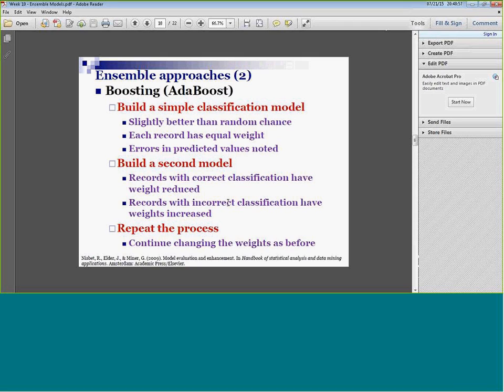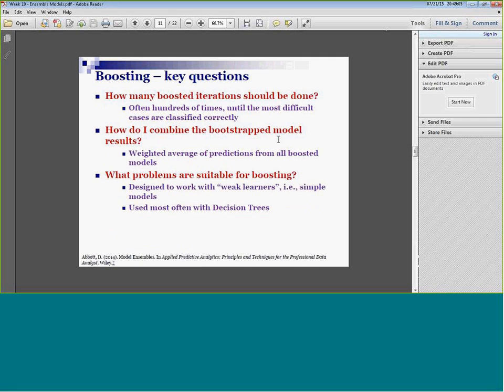And you continue doing that. Really a pretty slick idea. It's kind of neat, I think. I'm anxious to see how it works. So how many boosted iterations are done, again from Dean Abbott's book? It says often hundreds of times. Wow. Until the most difficult cases are classified correctly. So if it keeps missing the same cases, you keep tweaking the weights until it finds a way to fit those cases in.